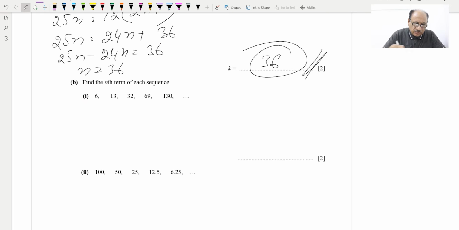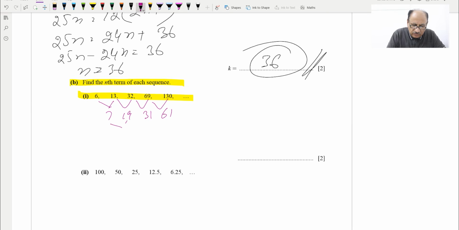Hopefully you understand this as well. Now find nth term of each sequence. For this one, if we check, the difference will be what? For these two will be 7, this one will be 19, this one will be 31, and for this one, if you check, difference is 61.